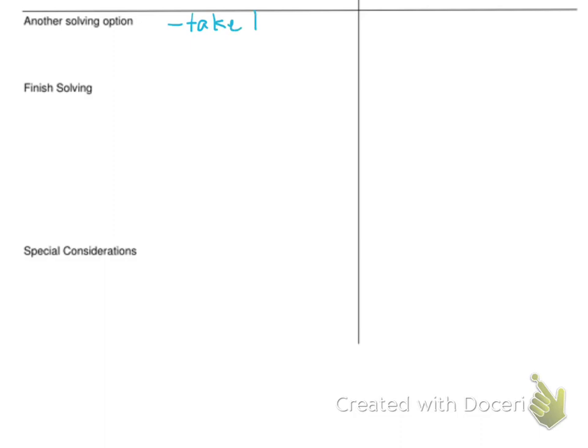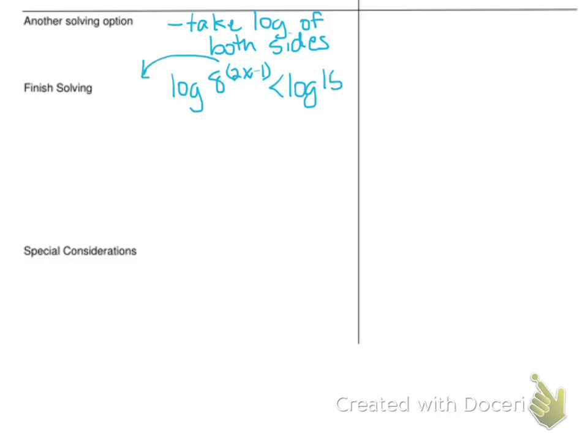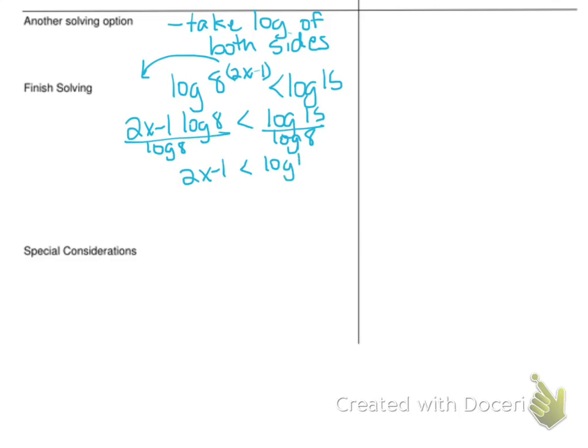In this option, we take the log of both sides. So you're taking log base 10, you're staying in base 10, of 8 to the 2x minus 1 is less than log of 15. And then using the power property, you move the 2x minus 1 in front as a coefficient of the whole thing. Then you divide both sides by log of 8. Then continue to solve for x. So then you would add 1 and then divide by 2.